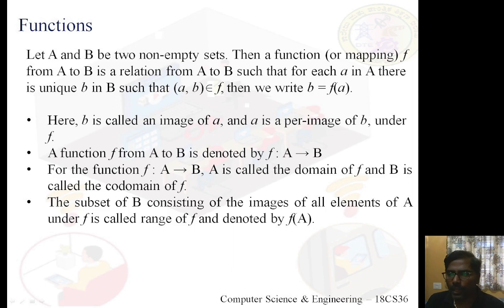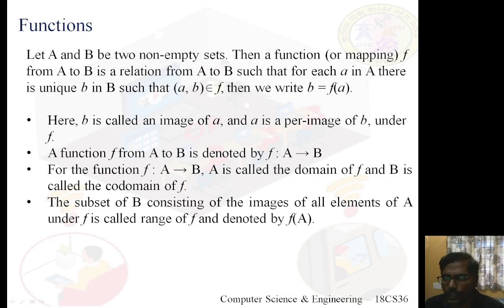Now how will we denote a function? A function f from A to B is denoted as f colon A implies B. A function from A to B is denoted as f colon A implies B.